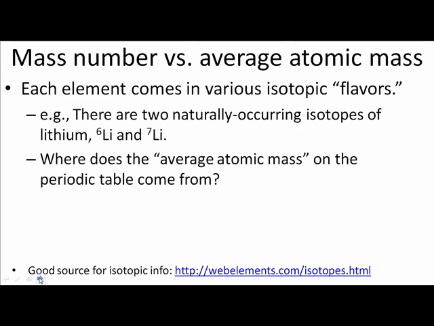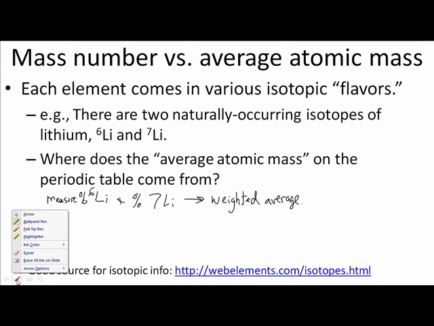So where does the average atomic mass on the periodic table come from? What they do is they take a representative sample, a huge sample of lithium, and they say, well, let's measure how many are lithium-6, and measure the percentage that are lithium-6 and the percentage that are lithium-7. And then you do what's called a weighted average. So you look at the percentage. Another way we state this is relative abundance. You look at the relative abundance of each isotope, and then you can do a weighted average, and we'll practice this in a second.